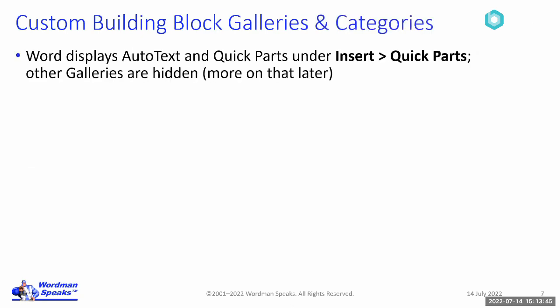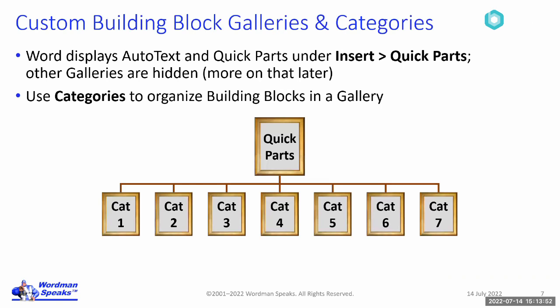Within a custom building block gallery, I can now create categories. So for example, under quick parts, I can have any category. I've shown 7 here, but it doesn't really matter. I could have, for example, a category called cover images. I could have one called icons. I could have one called terms and conditions, whatever. So I can, again, subdivide my galleries into these different categories. So I've got lots of ways of organizing all my little pieces of text. That's the important message that you take away here. Okay.